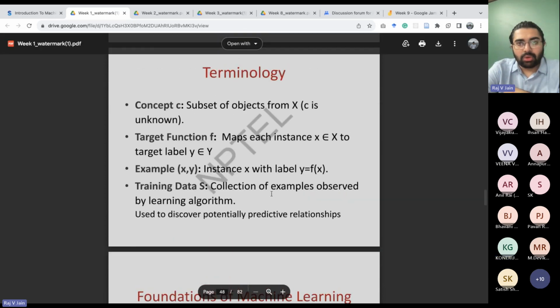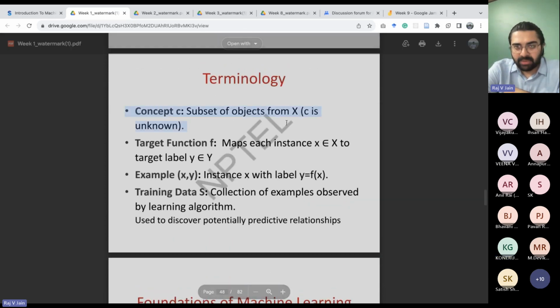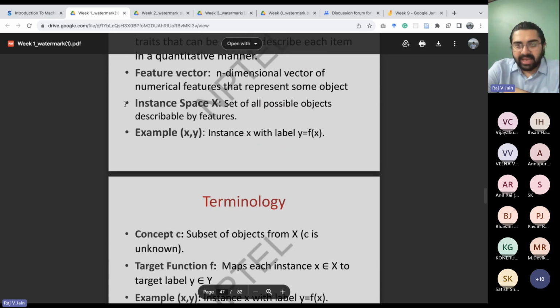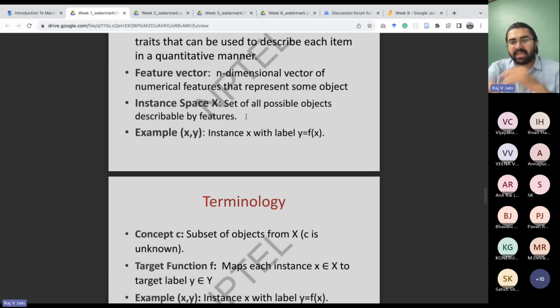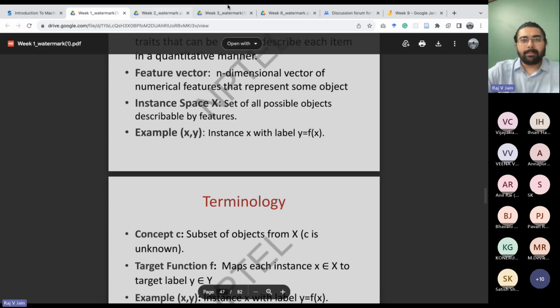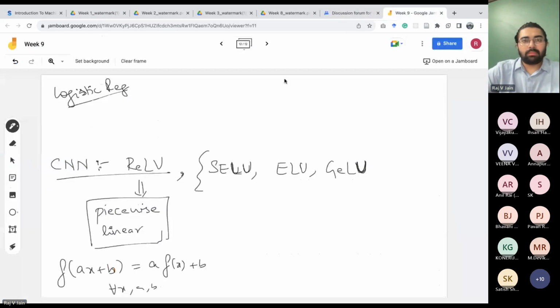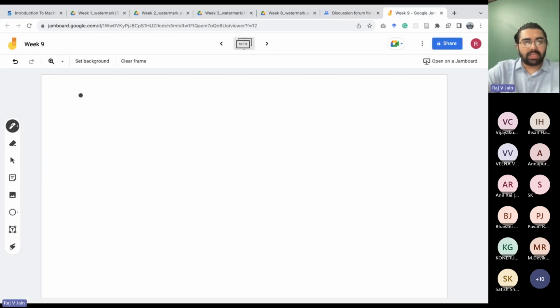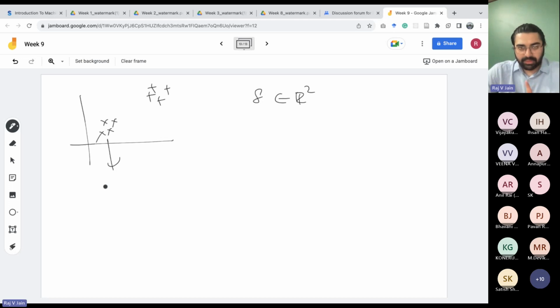So a concept is a subset of objects from X. What is X? X is basically the feature space. So a concept is some collection, some subset, of objects from this feature space. For example, let's say you're trying to do a 2-class classification problem. Now these 8 points are lying in this R2 space, a 2-dimensional space. Now these 4 points are one concept.